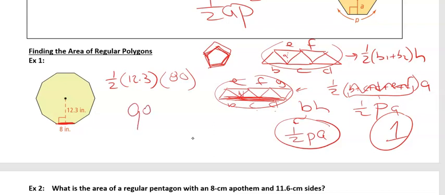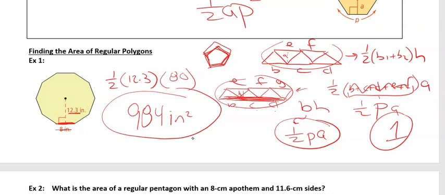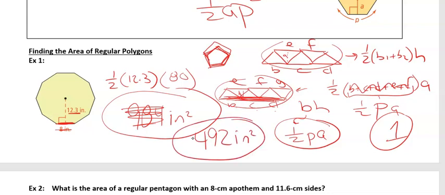984. 984 inches squared. Does anybody have any questions when they go over and give you the apothem and they give you a side? Yeah, you're supposed to divide by 2. Okay, so that's not it. What is it? 492? Okay, there we go. Any questions?